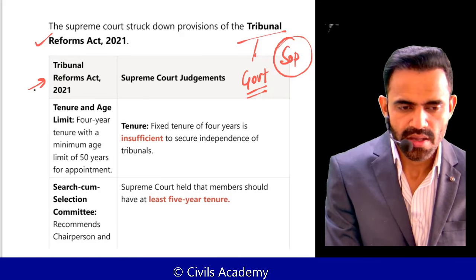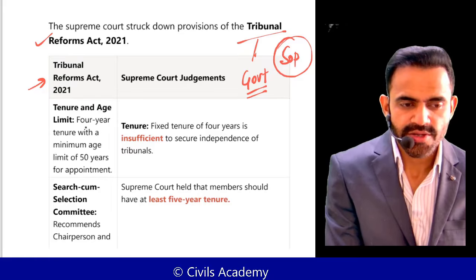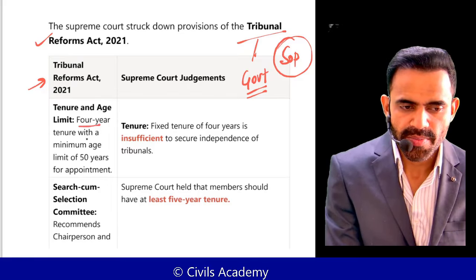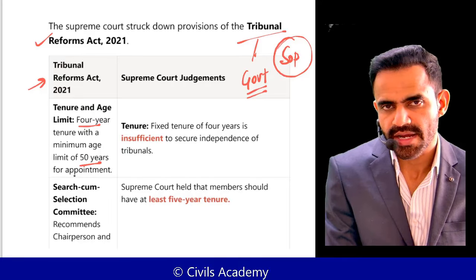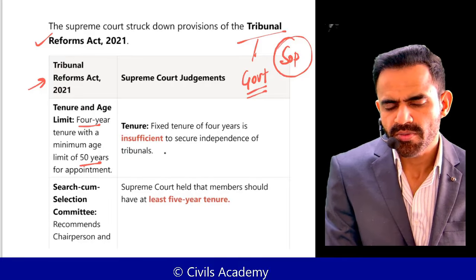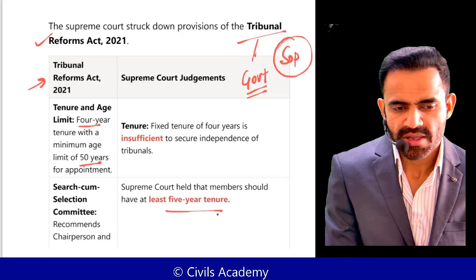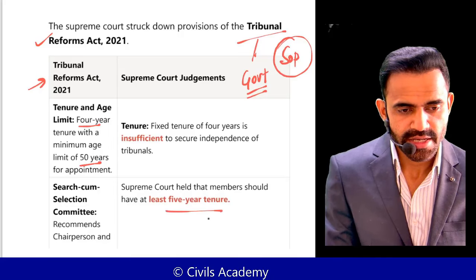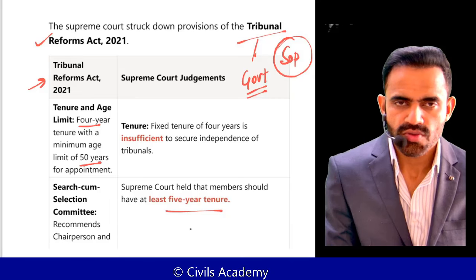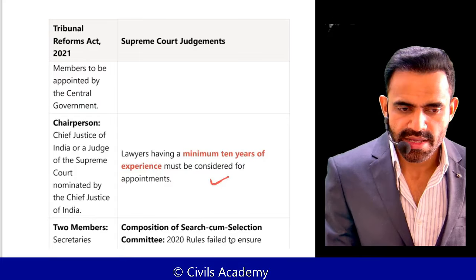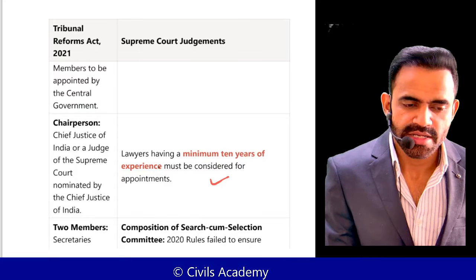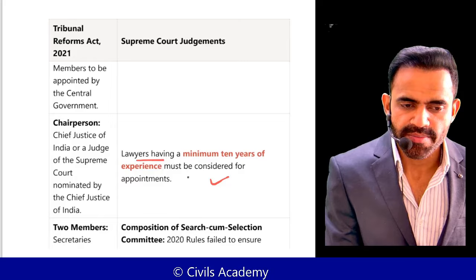Okay. First thing first, what was the tenure of the members? Four years was the tenure, and a minimum of 50 years was the age criteria. The Supreme Court said that the minimum tenure should be at least 5 years. Second, the court also said that those who have more than 10 years of experience in the legal field should be considered for appointment. That means lawyers having a minimum of 10 years of experience.